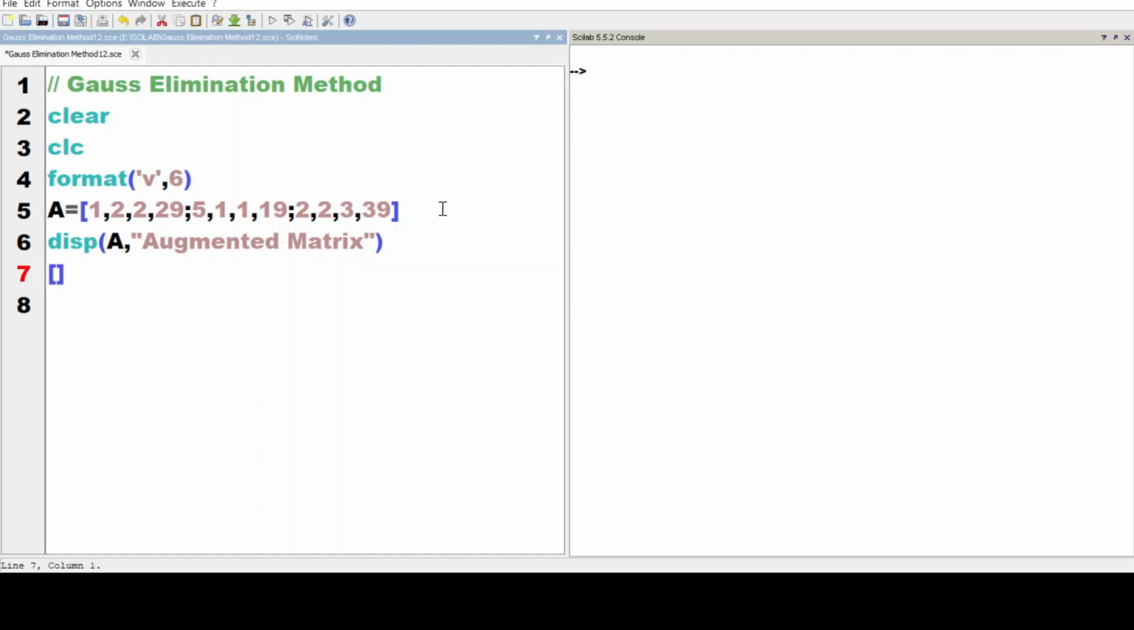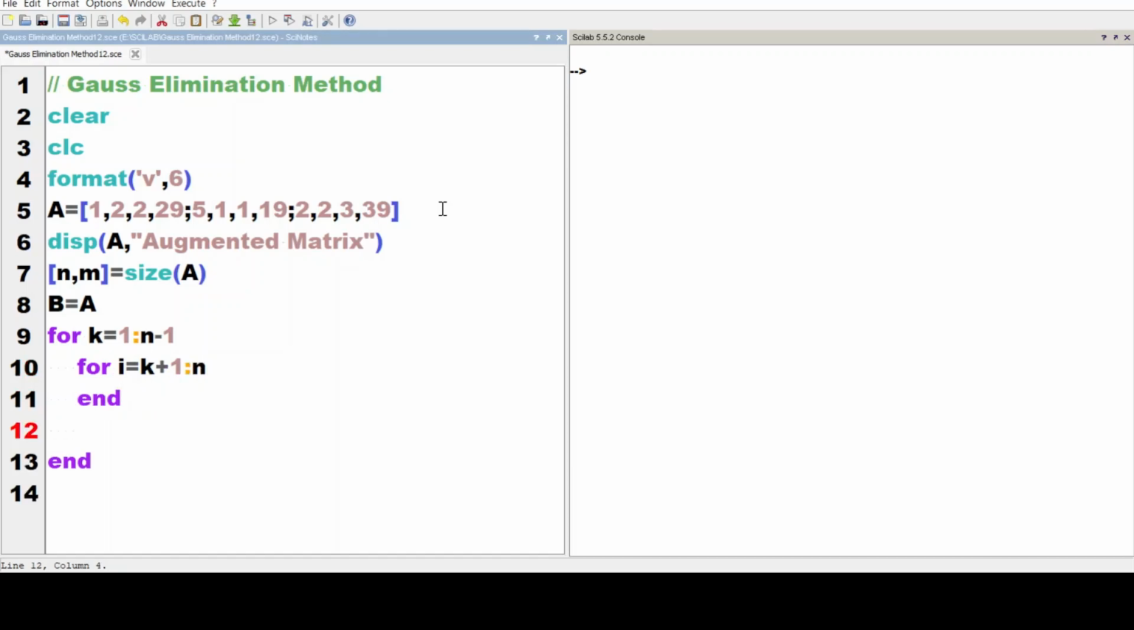Now we write square bracket n comma m is equal to size a. We store matrix A in B also. So we write B is equal to A. Now we start a for loop for k is equal to 1 to n minus 1. We start another for loop, i is equal to k plus 1 to n. And we start another for loop here for j, j is equal to k to m.